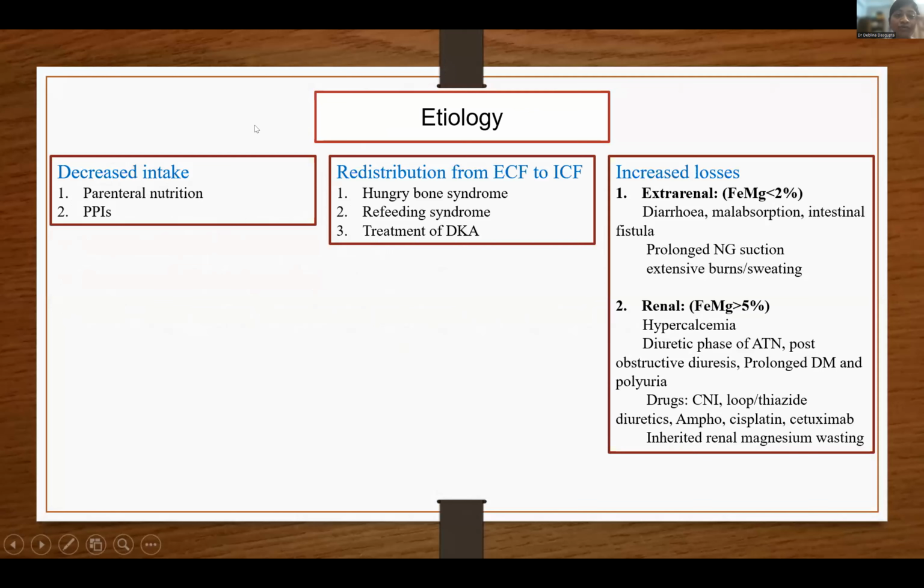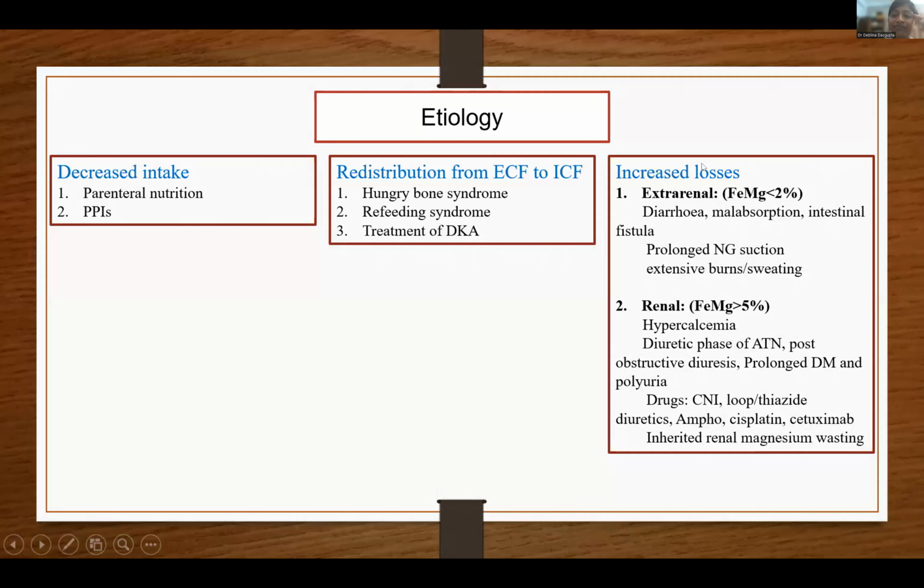So in which conditions will you expect hypomagnesemia to occur? Usually dietary deficiency is not that common. Rather, if our diet contains some binders or something that prevents magnesium absorption, that can result in hypomagnesemia. For example, if you're using antacids like PPIs, or if a child is on parenteral nutrition where you're not adding magnesium, it can result in severe hypomagnesemia. There can be certain conditions that cause redistribution of the magnesium from the extracellular to the intracellular compartment, as in the case of hungry bone syndrome, or in refeeding syndrome following treatment of DKA. In these conditions, you may find hypomagnesemia.